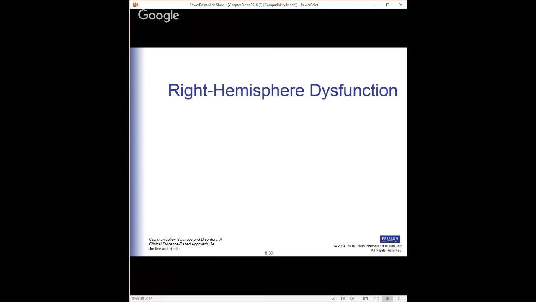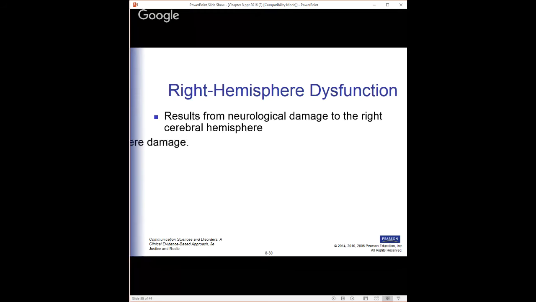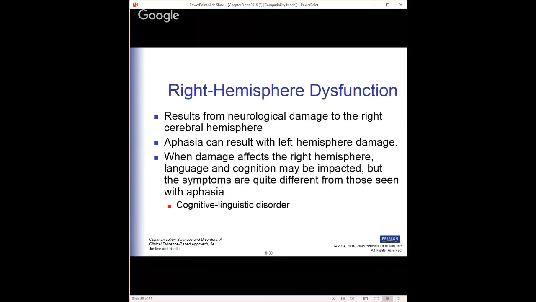Right hemisphere dysfunction results from neurological damage to the right cerebral hemisphere. Aphasia can result with left hemisphere damage, even though the neurological damage is in the right hemisphere. When damage affects the right hemisphere, language and cognition may be impacted, but the symptoms are quite different from those seen with aphasia. A person may present with cognitive linguistic disorder.